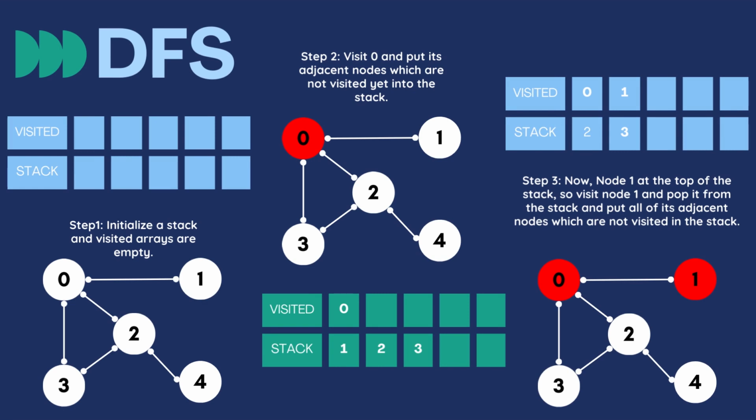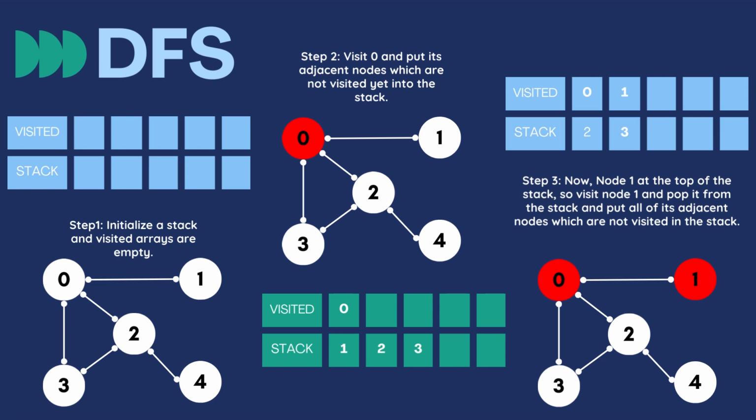First, initialize an empty stack to perform push and pop operations for the elements to be visited. Remember, the last one in shall be the first one out. Step 2 is to visit 0 and put its adjacent nodes, which are not visited yet, into the stack. Now, node 1 is at the top of the stack, so visit node 1 and pop it from the stack and put all of its adjacent nodes, which are not visited, in the stack.